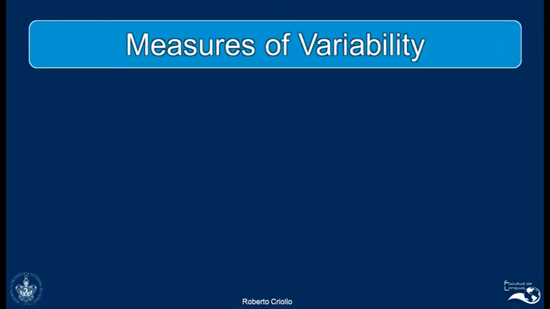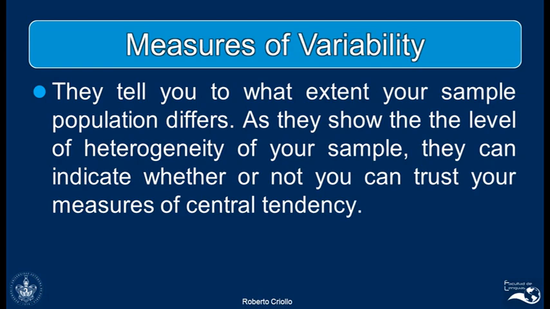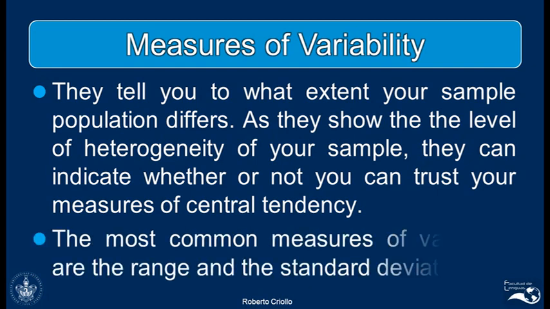The second group of descriptive statistics are the measures of variability. And basically, these ones tell you to what extent your sample population differs. As the measures of variability show you the level of heterogeneity in your sample, they can indicate whether or not you can trust your measures of central tendency. So they will tell you to what extent the mean is reliable or not. The measures of variability that we're going to be looking at are the range and the standard deviation. There are some others, but we'll be looking at these two for the purposes of this lesson and this course.